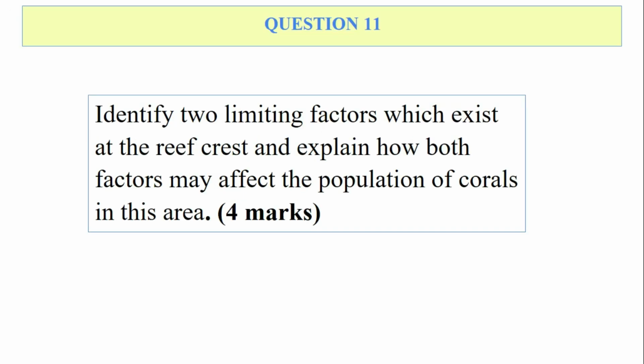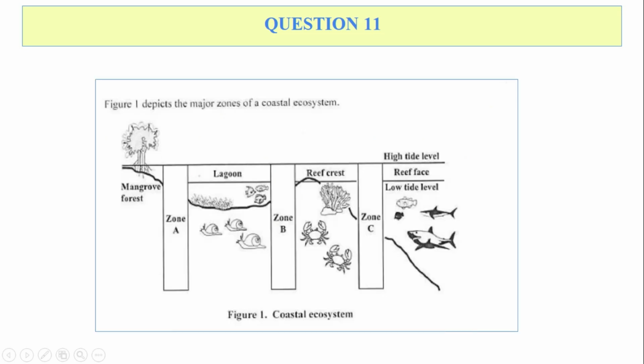Alright, question number 11. It says, identify two limiting factors which exist at the reef crest and explain how both factors may affect the population of coral in this area. 4 marks. So it's two things you're going to do. You're going to identify two factors and state how they may affect the population of coral. Alright, so this is referring to the same question here.